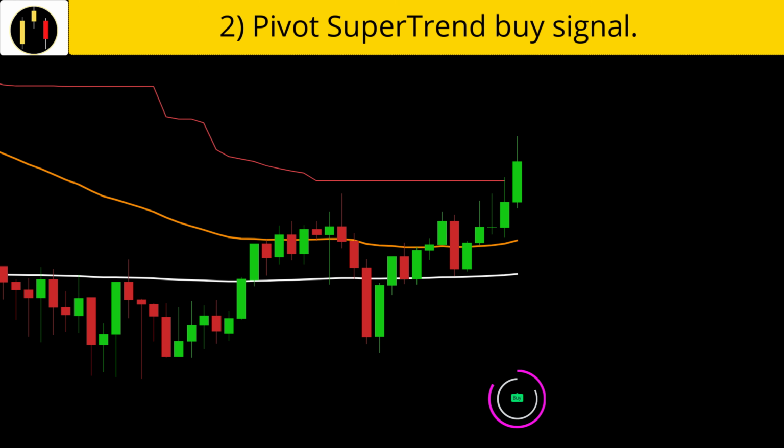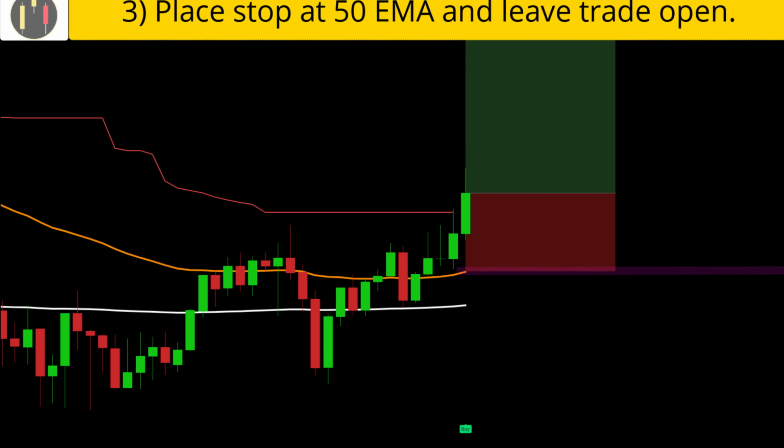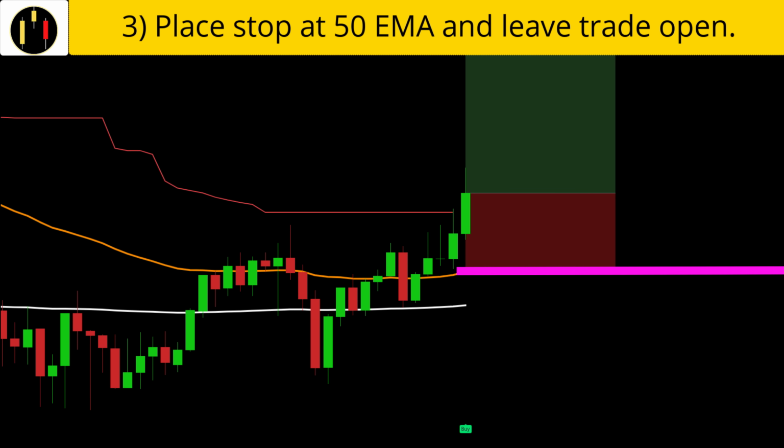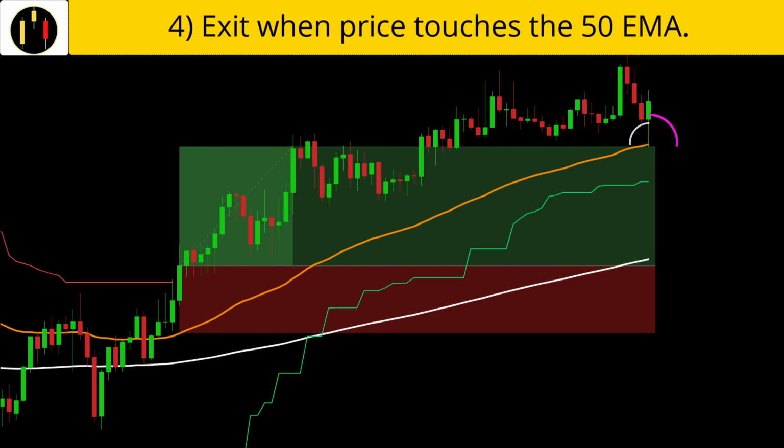Second, there is a Pivot Supertrend buy signal. Our rules are met when this candle closes. That is our trigger candle. We place our stop at the 50 EMA in orange, and the target is dynamic. Close the trade when price touches the 50 EMA, and this example is booked with a 1.73 risk versus reward.